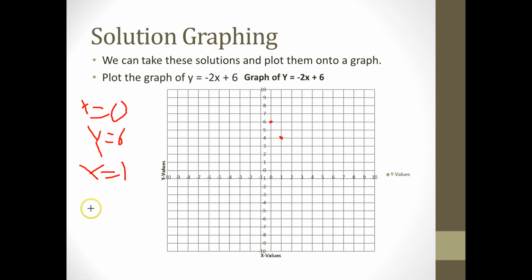Let's do this again for x equals 2. At x equals 2, y is equal to negative 2 times 2, which is negative 4, plus 6, which is just 2. So when x equals 2, y equals 2. Notice how these solutions are in the shape of a line, and we can connect these points in a line. Sorry, it's not perfect, and every point on this line is a solution for this equation.